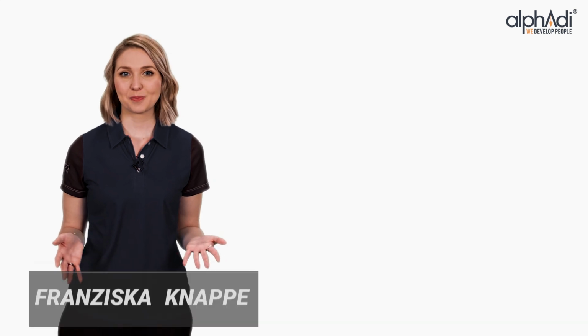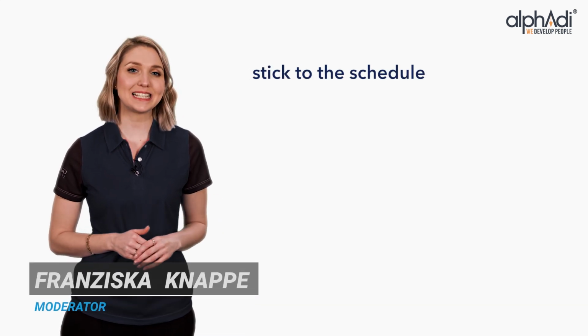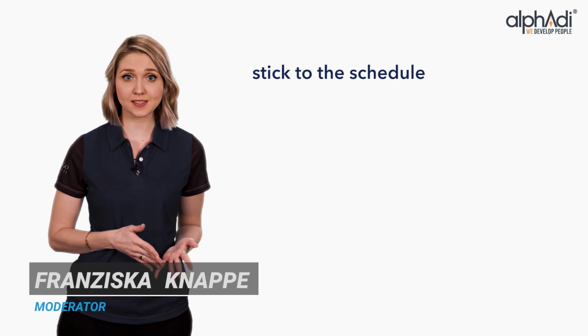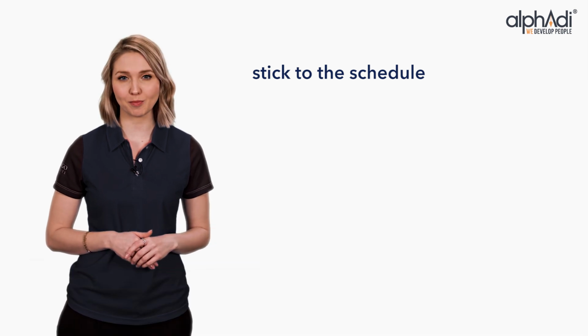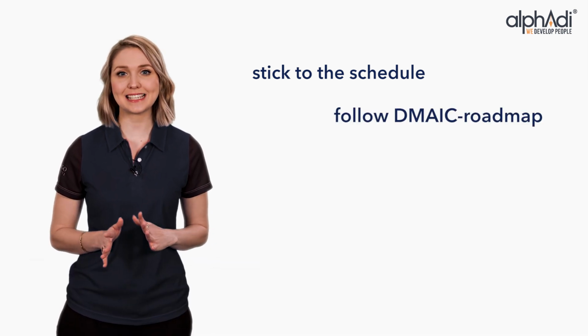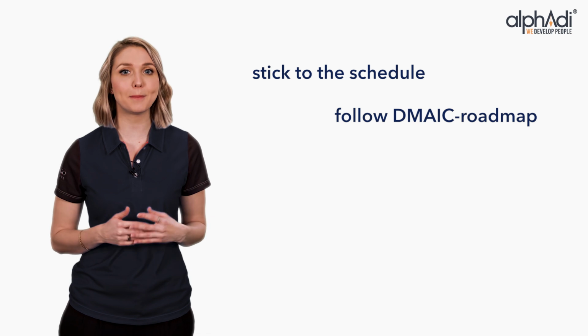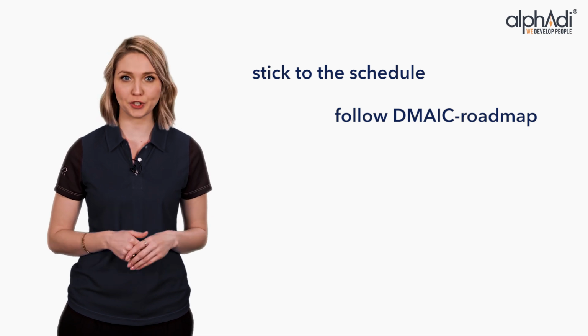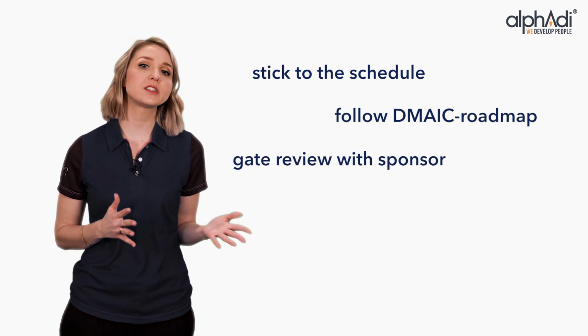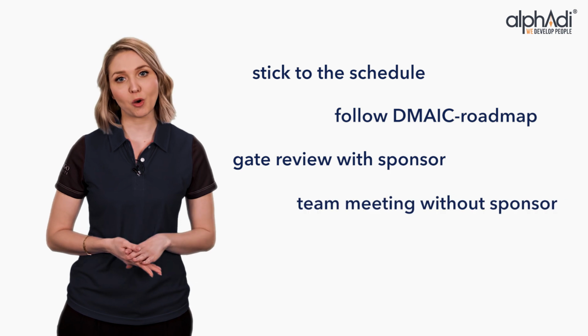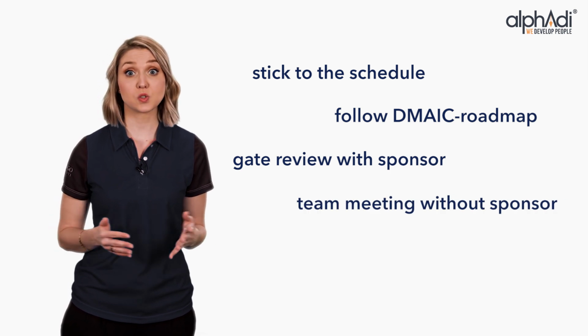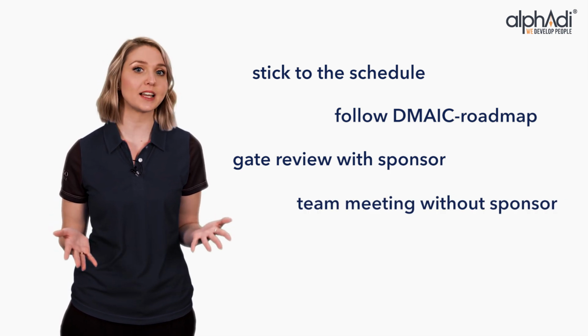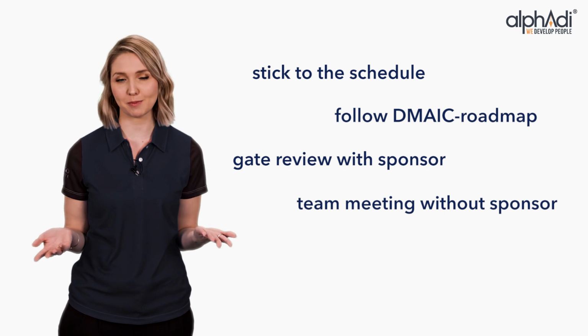Here are some more tips. Plan all dates of the DMAIC phases at the beginning of the project and stick strictly to them. Stick strictly to the DMAIC process and carry out the gate reviews together with the sponsor. Let the sponsor participate in the team meetings only in case of emergency. If the sponsor has the time to attend every team meeting, then he can do the project himself.